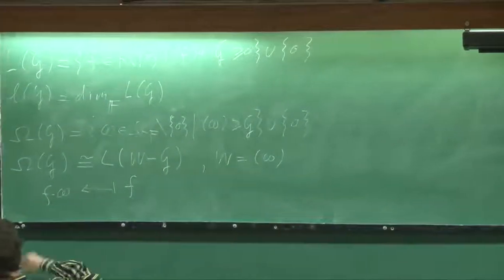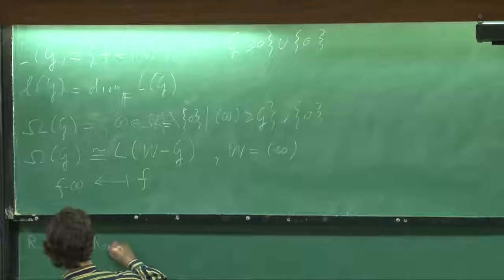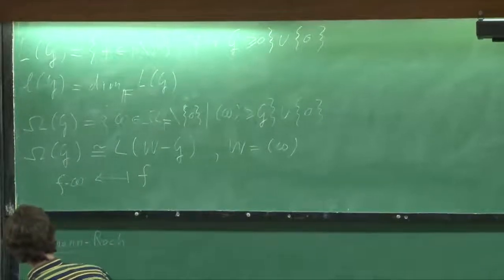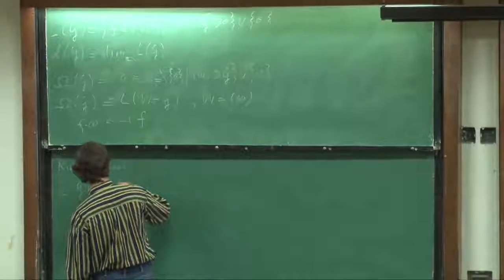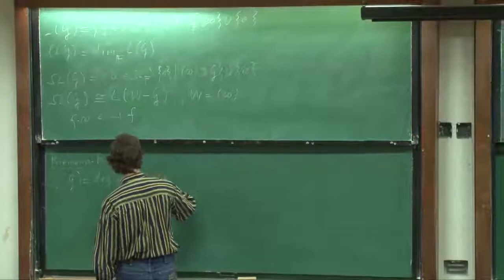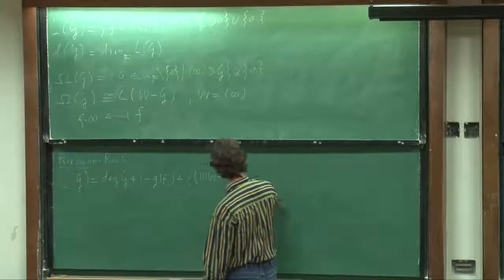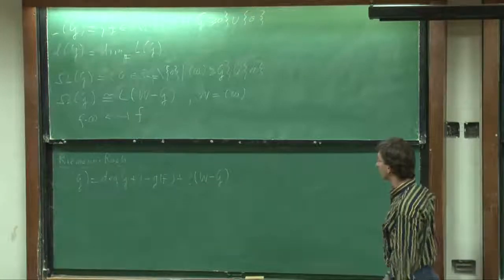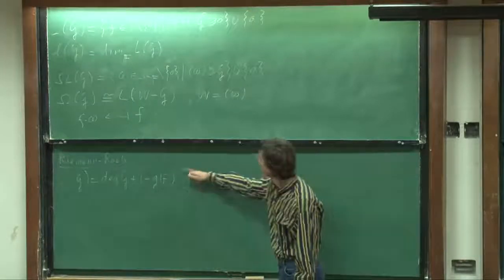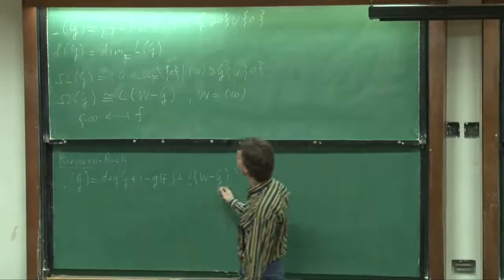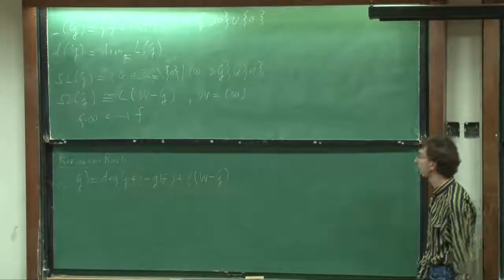And then what we saw was this theorem by Riemann-Roch, which gave an expression for the dimension of this L space. So it says that it's equal to the degree plus 1 minus the genus, plus the L of W minus G. Okay, now with this isomorphism in mind, you can now also see that this is actually just the dimension of omega 0, which means the dimension of the space of all regular differential forms.